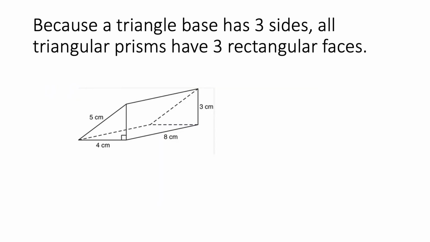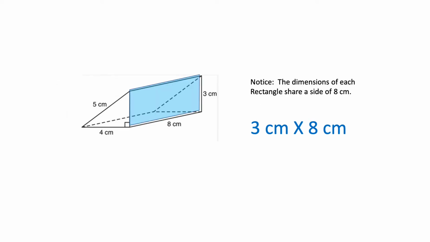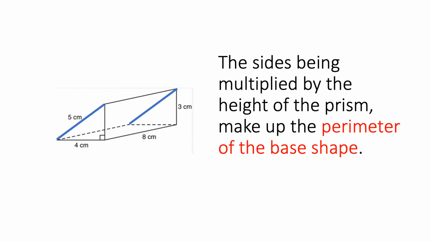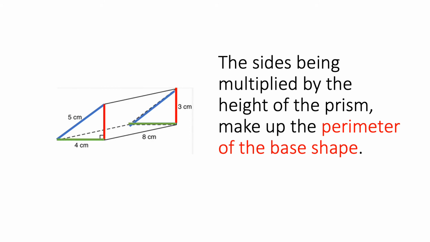Because a triangle has 3 sides, all triangular prisms have 3 rectangular faces. Let's find those 3 rectangular faces. This first face on the bottom of the prism has dimensions of 4 times 8. The dimensions of each rectangle on this prism share a side of 8 centimeters. Look at this back side, 3 times 8. And this side, 5 times 8. The sides being multiplied by the height of the prism make up the perimeter of the base shape.